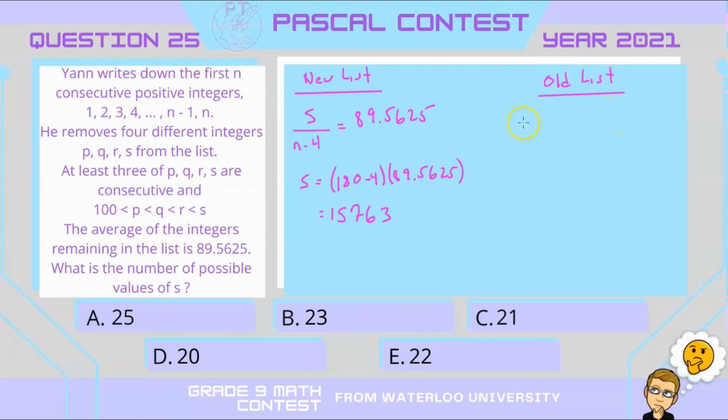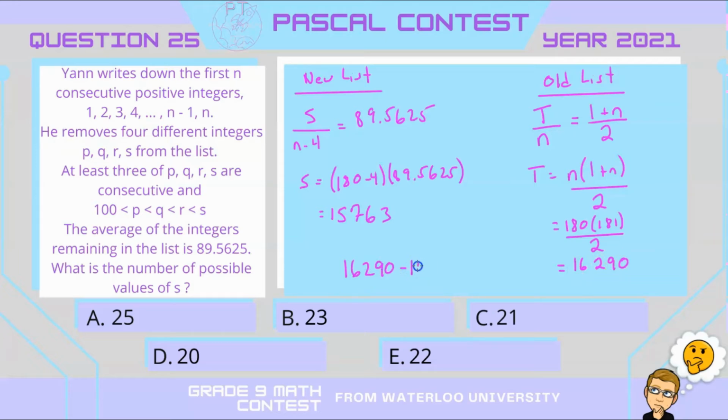What was its sum? Well, let's say its sum was, I'm going to call it t, and it had a total number of n integers, and its average would have been its first number plus its last number divided by 2, since they're all consecutive. So rearranging to solve for t, we get n times (1 plus n) all over 2, where I now know that n is 180. So we have 180 times 181 over 2, or the original sum was 16,290.